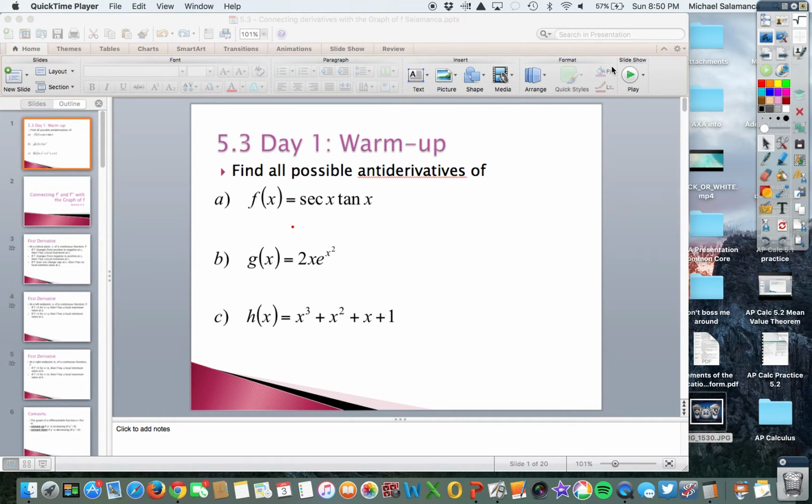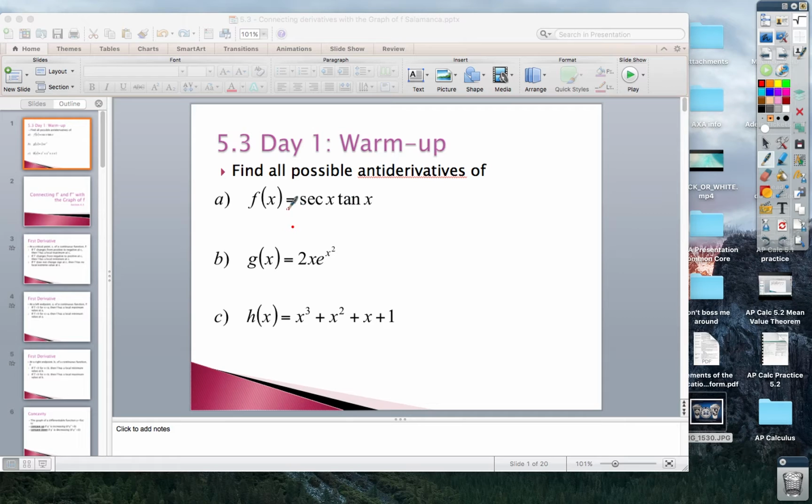Hello students, in today's video we're going to be working on connecting f and f prime with a graph of f. So let's get started. Go ahead and try these 3 quick practice problems and we'll try them together in a second. Hopefully you've paused your screen and you're just coming back to check your answer now.